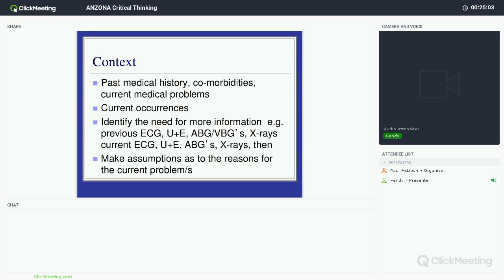What are the current occurrences? Identify the need for what other information that you require, whether it's investigations, whether it's x-rays, all those sort of bits and pieces. Make assumptions as to the reasons for the current problem that they're having, but then seek the evidence to back those assumptions up.